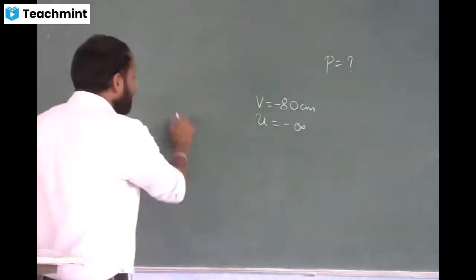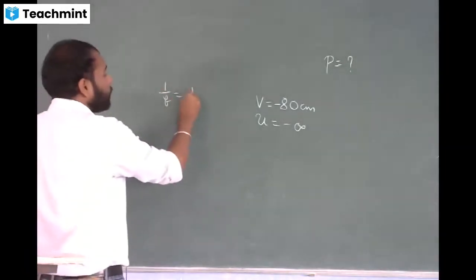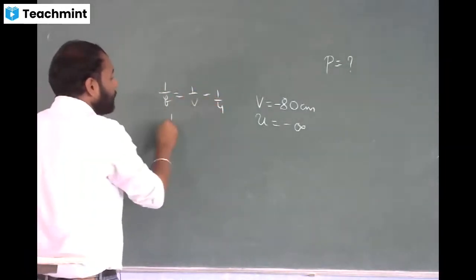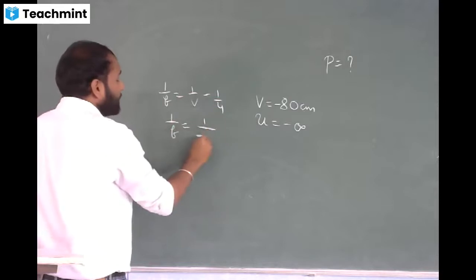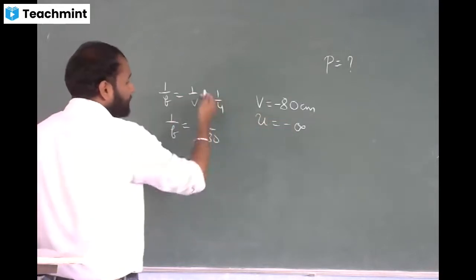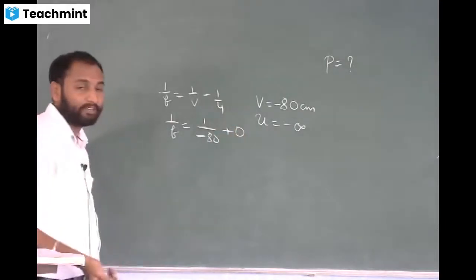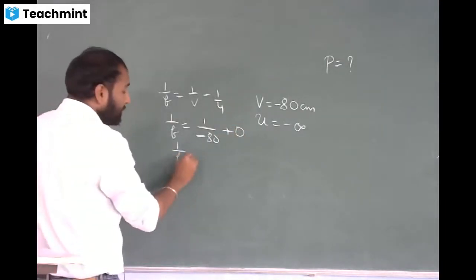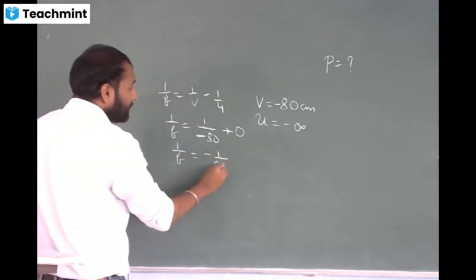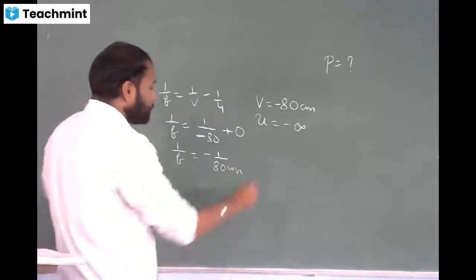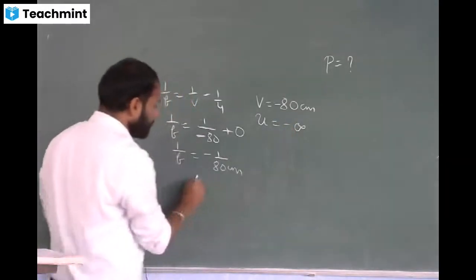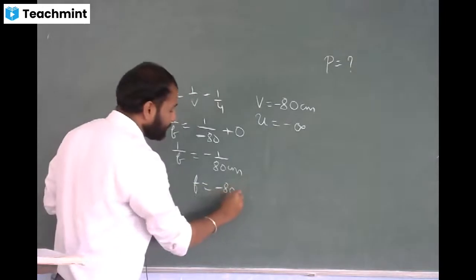So by applying the lens formula, 1 by f is equal to 1 by v minus 1 by u. 1 by f is equal to minus 1 by 80 minus 1 by infinity, which is 0. So plus 0, 1 by infinity is 0. So 1 divided by f is equal to minus 1 divided by 80 centimeter. So the focal length of this is how much? Minus 80 centimeters.